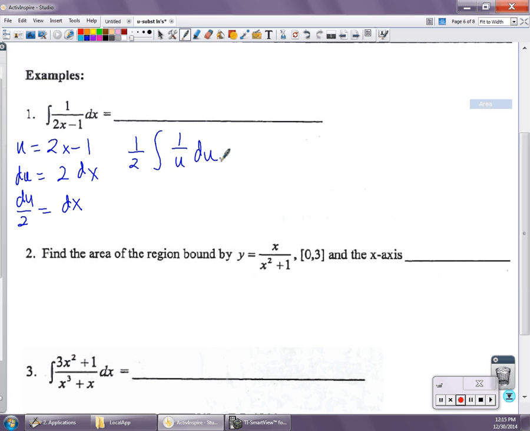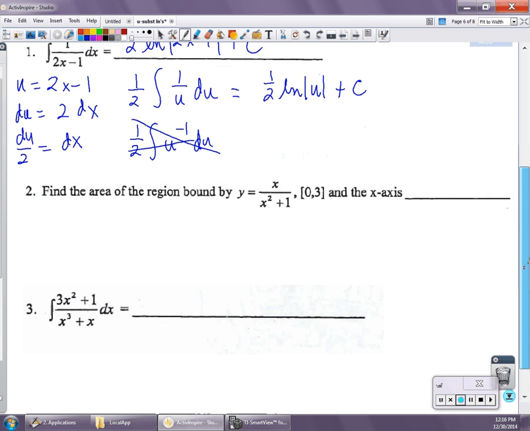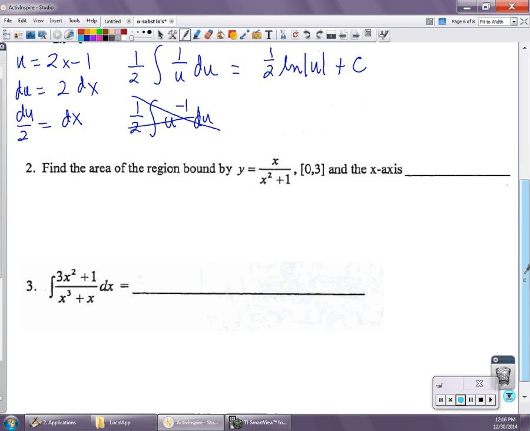Now notice we can't use the power rule or reverse the power rule here. If you try u to the negative 1, if you increase negative 1, you get 0, and you can't divide by 0. So we know that the antiderivative of 1 over u is ln of the absolute value of u. And there's my plus c, and then I'm going to make my substitution. 1/2 ln absolute value of 2x minus 1 plus c, reversing u prime over u. Easy stuff.